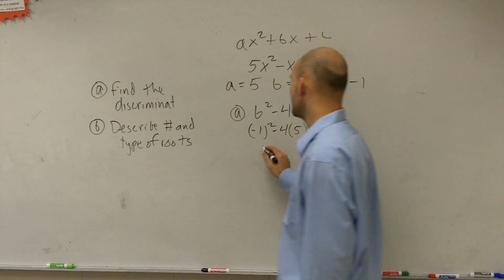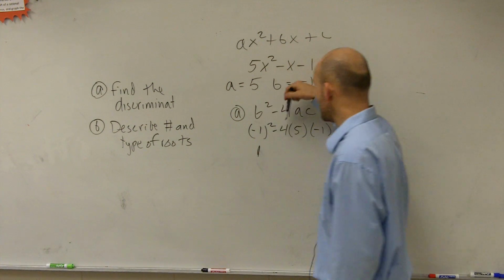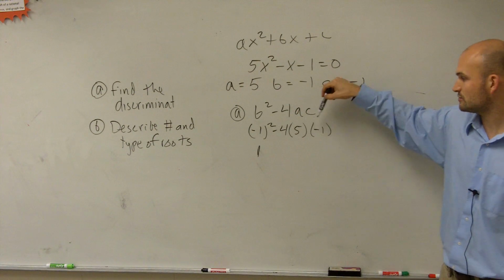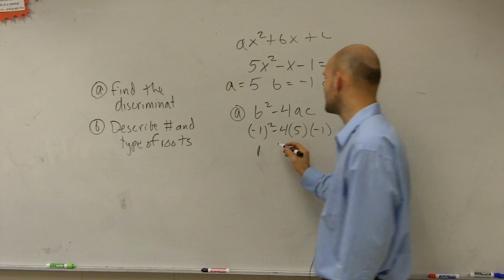So -1 squared is a positive 1. And then I have -4 times 5, which is -20. -20 times -1 is a positive 20.